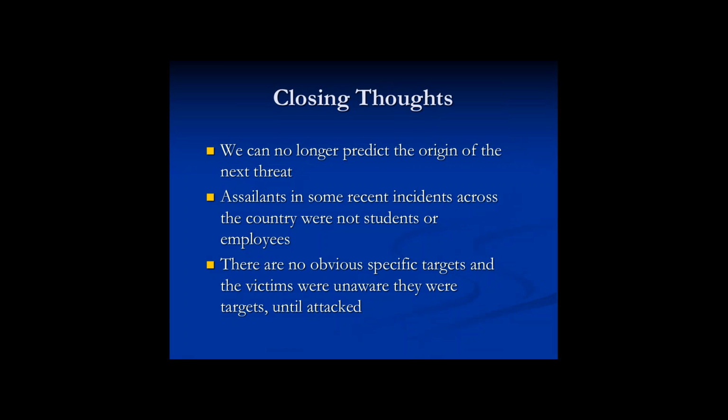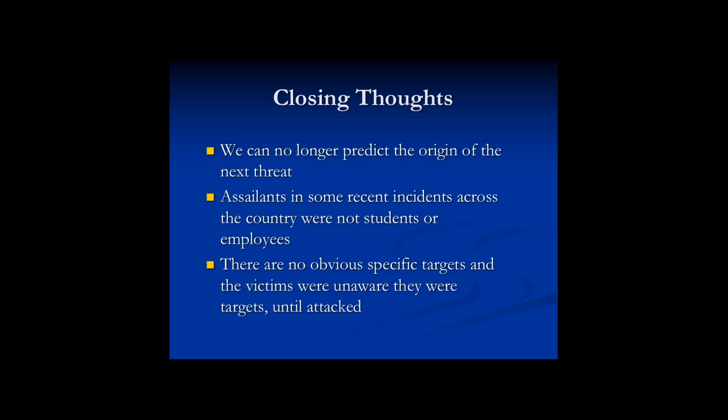We can no longer predict the origin of the next threat. So it's difficult to say because we should not spend all of our time thinking about this type of thing, but we need to spend some time thinking about it. We need to study incidents of the past. Assailants in some of the recent incidents across the country were not students or employees. They're individuals who come in off the campus. And for that reason, we need to report anything that doesn't look quite right.